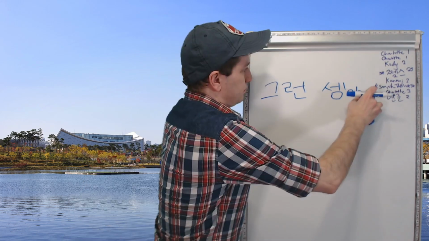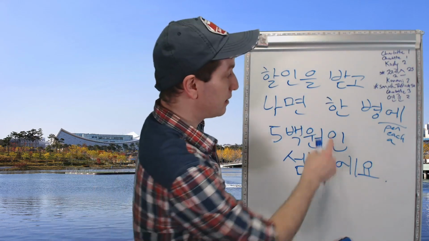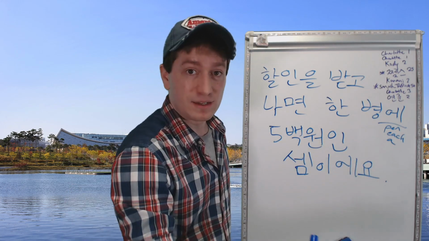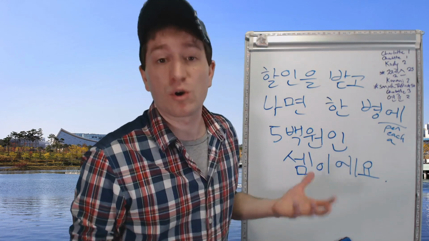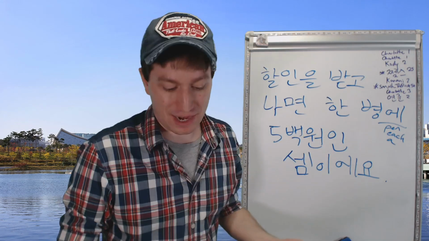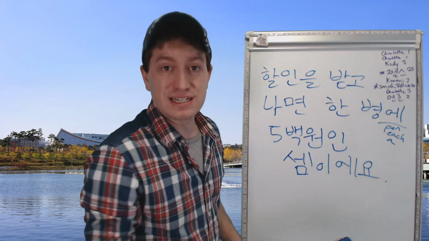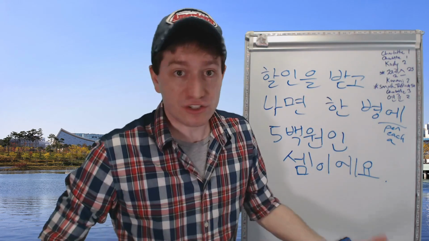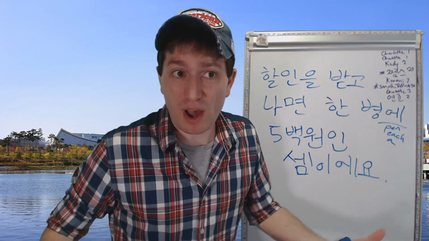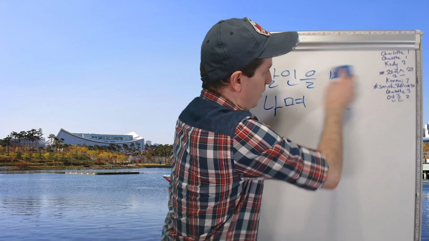그런 셈이지. 할인을 받고 나면, once you've gotten a discount, if you get one, 한 병에 500원인 셈이에요. It is 500 won per bottle. It's practically, or it's more or less, it's almost as though it's 500 won a bottle after you get a discount. 할인을 받고 나면, once you've gotten your discount, 한 병에 500원인 셈이에요. It's practically only 50 cents a bottle once you get the discount.